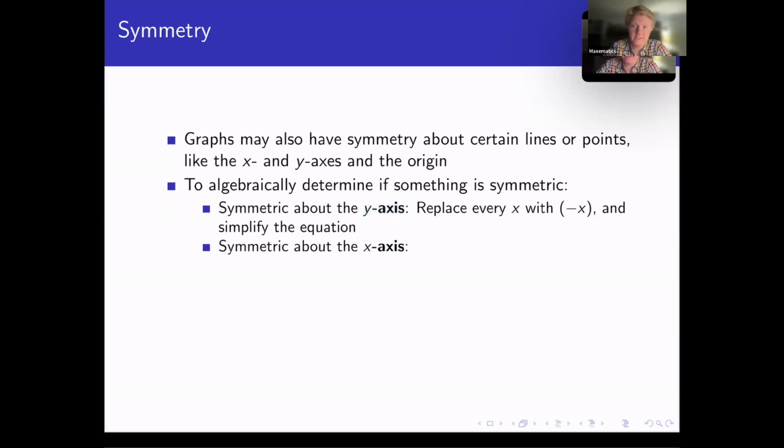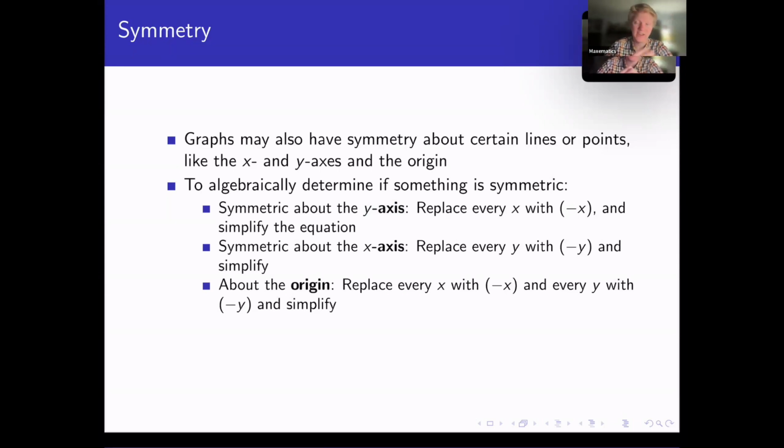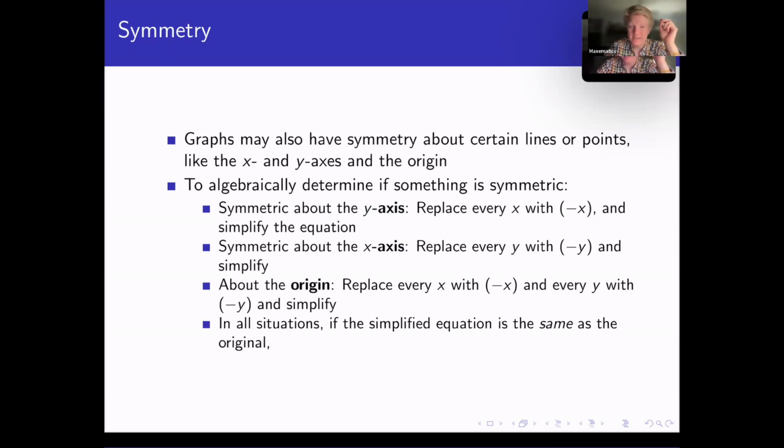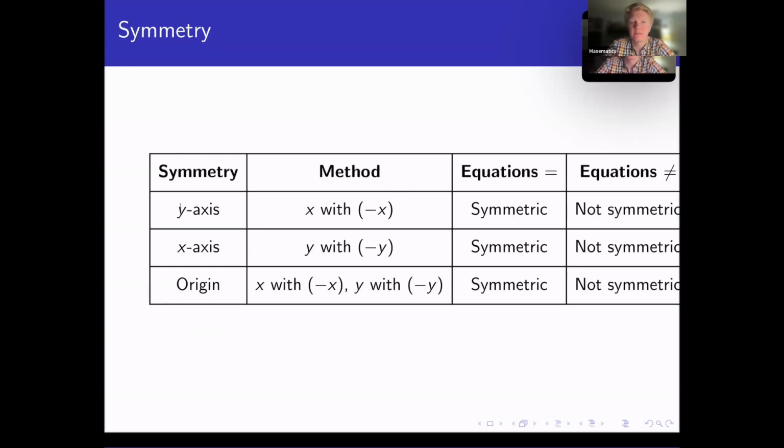For symmetry over the x-axis, you probably guessed it, we're going to replace every y with negative y. And then for symmetry over the origin, this is kind of weird. Long story short, replace both x with negative x and y with negative y and simplify. In all of these cases, you simplify, and if the simplified equation is exactly the same as the original, then it is symmetric about that axis or point. If it is not identical to where you started, it is not symmetrical over the axis or point you are testing. So again, to summarize, for symmetry over the y-axis, replace x with negative x and simplify. If they're equal, symmetric. And you see the cases for the x-axis and origin.